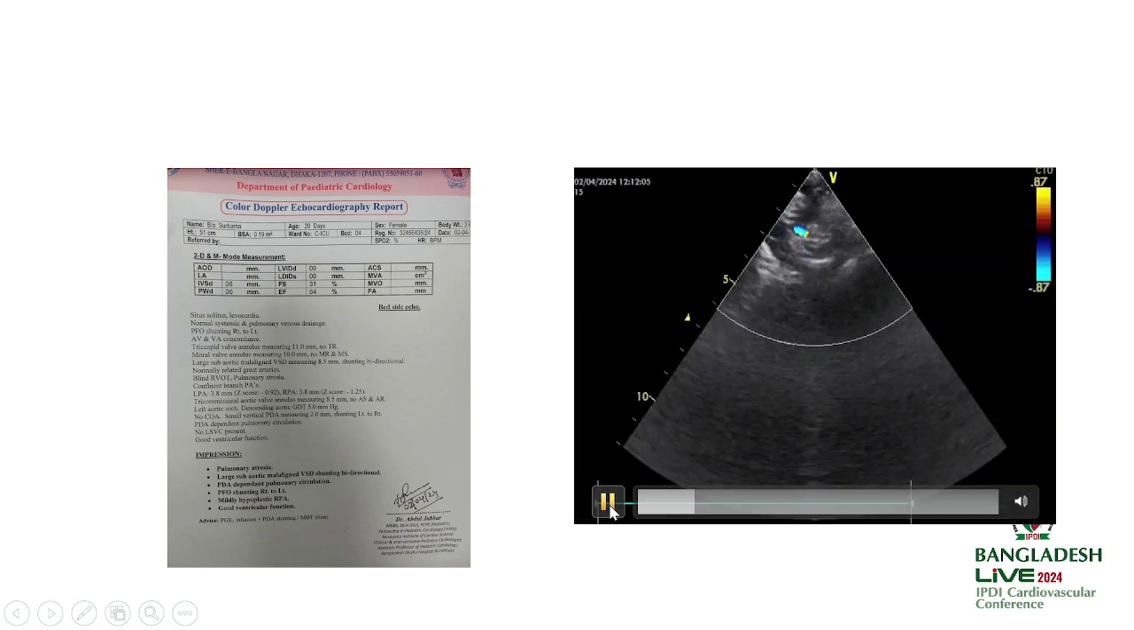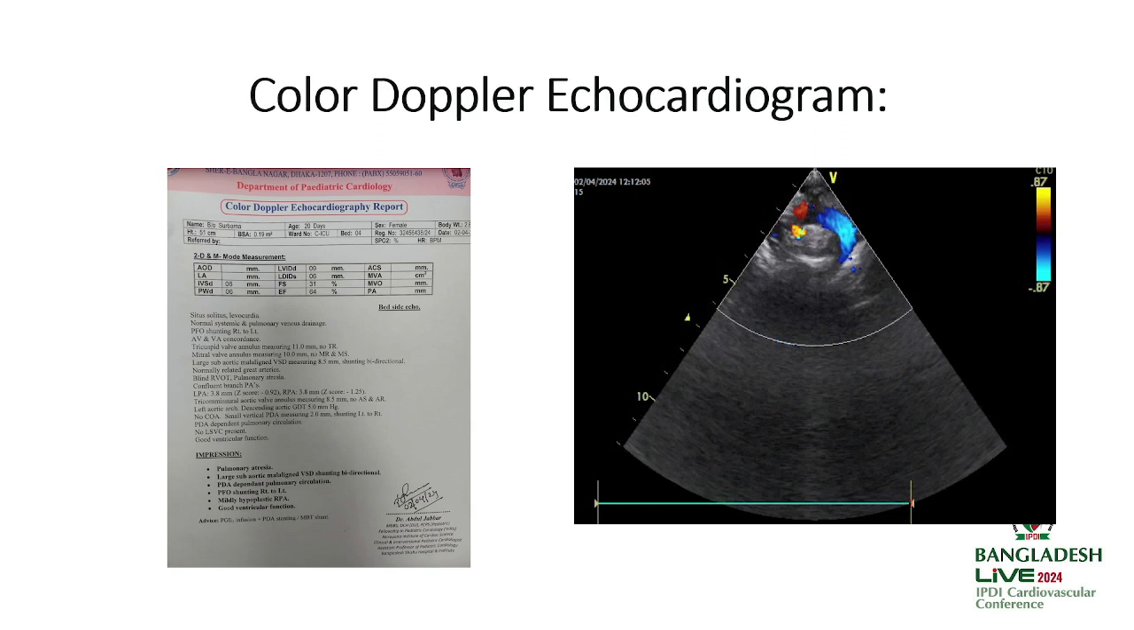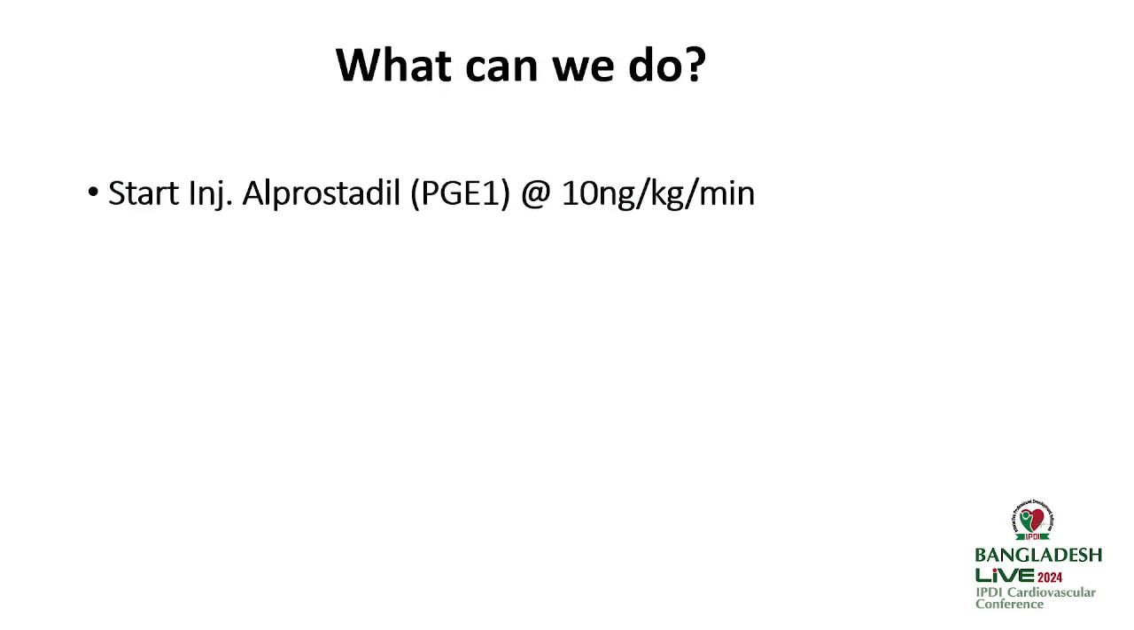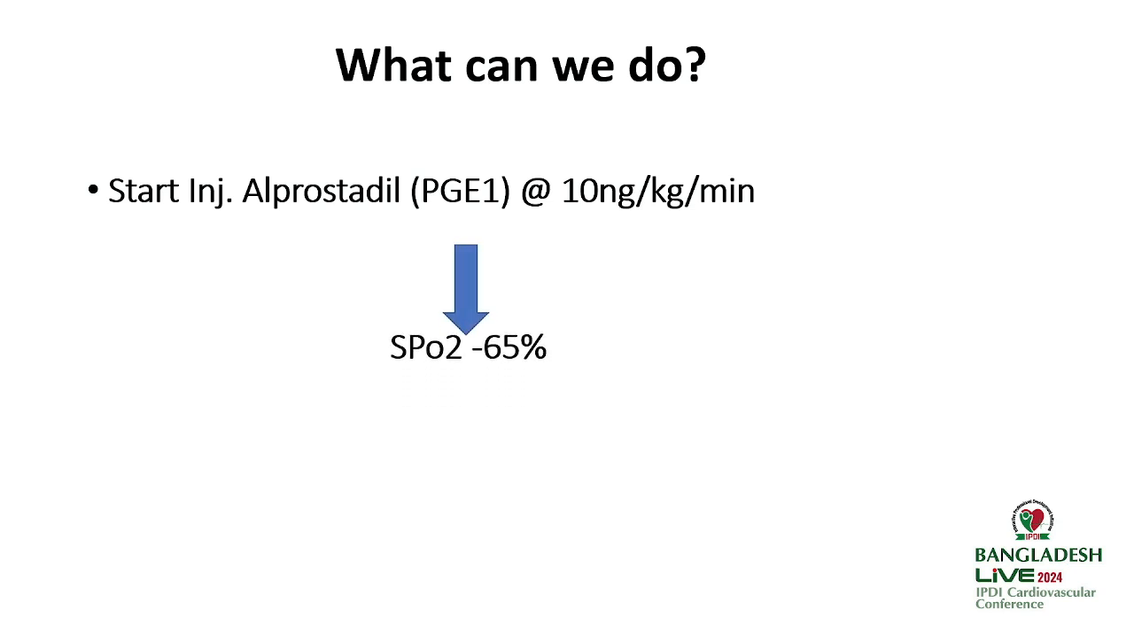An echocardiogram showed pulmonary atresia with VSD with PDA-dependent pulmonary circulation, but the origin of the PDA was not clearly documented during the preoperative echocardiogram. So we started prostaglandin, and saturation increased a little bit. So we planned for ductal stenting.